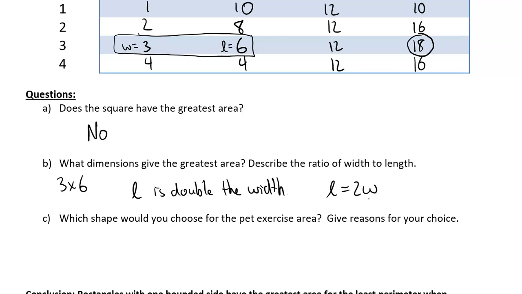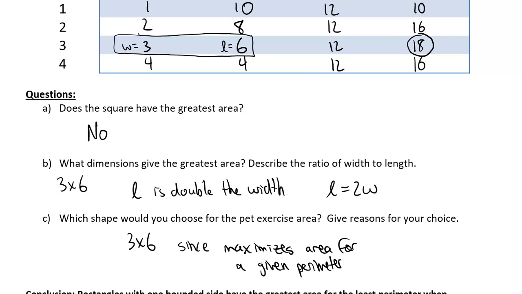Which shape would you choose for the pet exercise area, and give reasons for your choice? Again, I want to save money and maximize area, so I would choose the 3 by 6 since it maximizes the area for a given perimeter, or for a given amount of fencing.